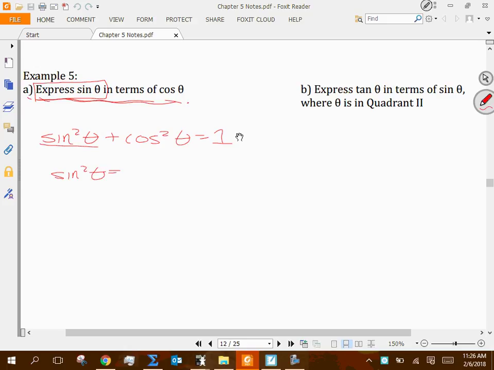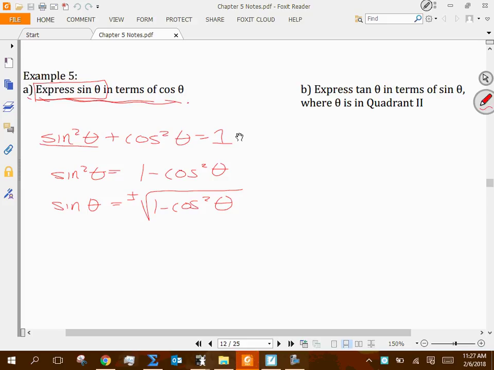So this is sine squared theta right now, equals 1 minus cosine squared theta. And then I would take the square root of both sides, right? So now I'm taking the square root of both sides. I guess something like that, right? If I solve for sine, am I expressing sine? I'm telling everybody what sine is in terms of cosine.